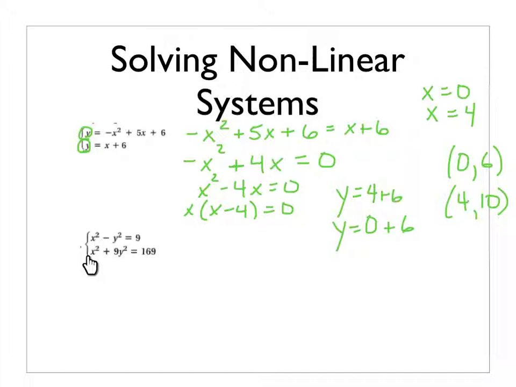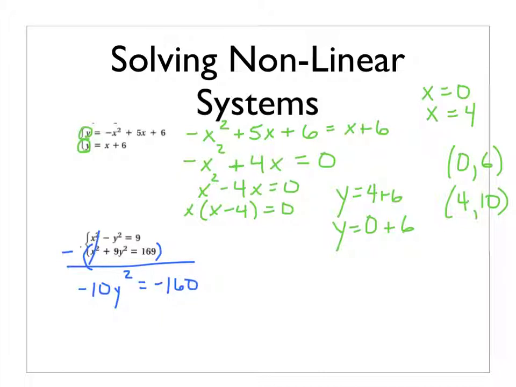This is a good one for us to solve with elimination. So I'm going to take the second equation and subtract it from the first. So I'm going to put parentheses around that and a minus sign. X squared minus x squared cancels. Negative y squared minus y squared, 9y squared, is negative 10y squared. And 9 minus 160 is negative 160. This is going to work out nicely.